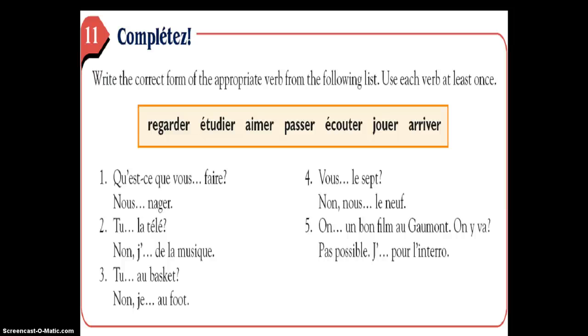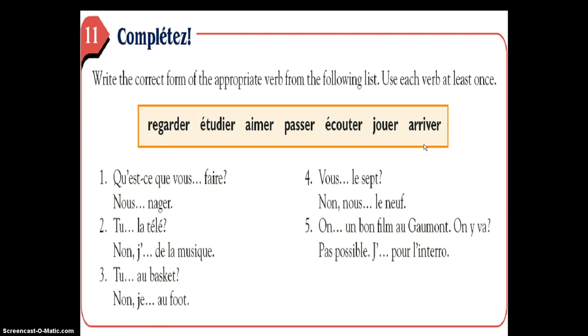Activity 11 is on page 29 of your textbook, right? Basically you have to choose the verb. You have regarder, étudier, aimer, passer, écouter, jouer, arriver. Regarder means to watch. Étudier means to study. Aimer means to like, to love. Passer means to show, to pass. Okay, écouter means to listen, and then jouer means to play. Arriver means to arrive. So go ahead and just rewrite these sentences and give me answers.